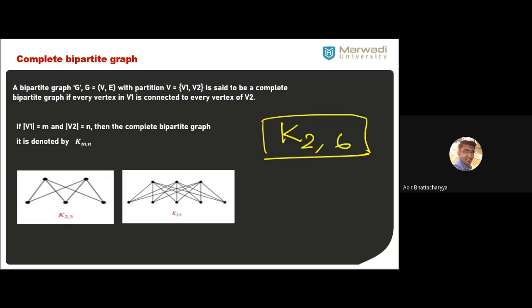But this is K 6,2. K 6,2 and K 2,6 are both the same, but don't draw K 6,2 when asked for K 2,6. Drawing K 2,6 means the 2 vertices will be above, up, and the below part is going to be the 6 vertices. That's all, guys.